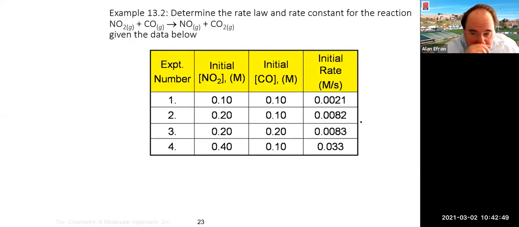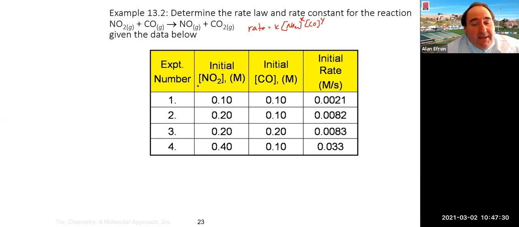Let's do the same thing. Let's find the rate law with the orders. Let's find the value of the rate constant based on this table here. Okay, so let's see how we're doing on this particular one. We want to approach it the same way. So our rate here would be K times our reactants, our NO2 and our CO, to the X and to the Y in that particular case.